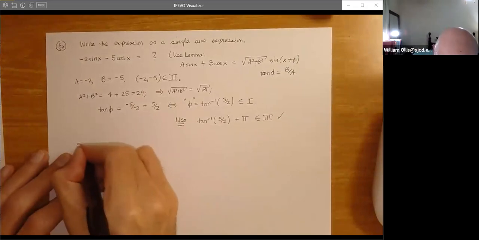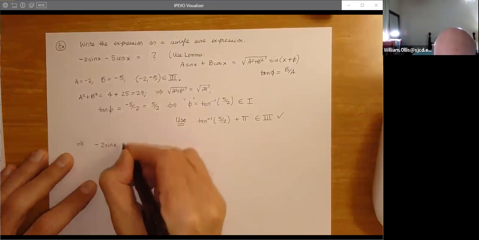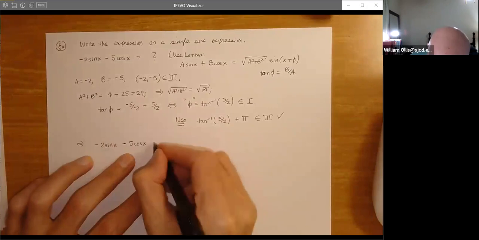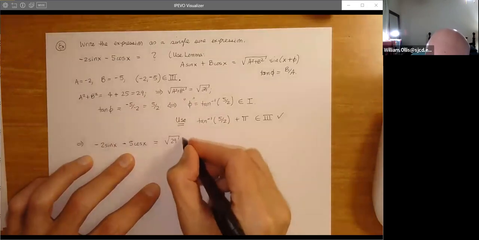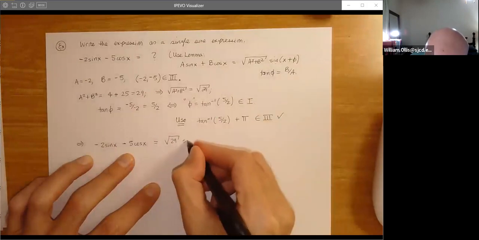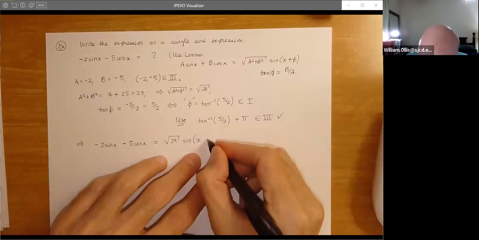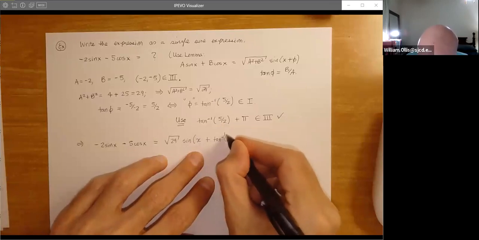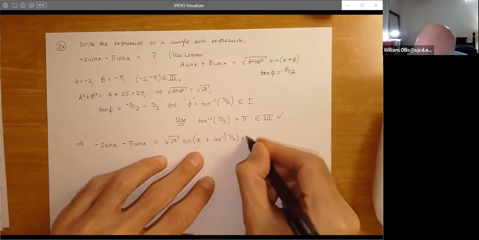So now this implies that -2 sine x minus 5 cosine x equals, so we have the square root of 29, fill this in, sine of x plus our phi, which is all of this, inverse tangent of 5/2 plus pi.